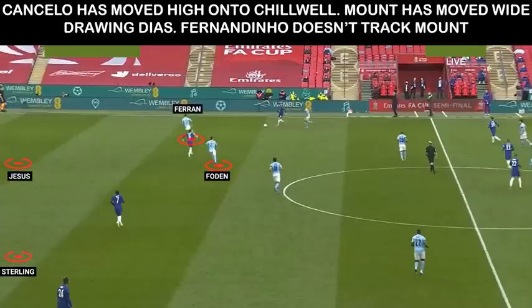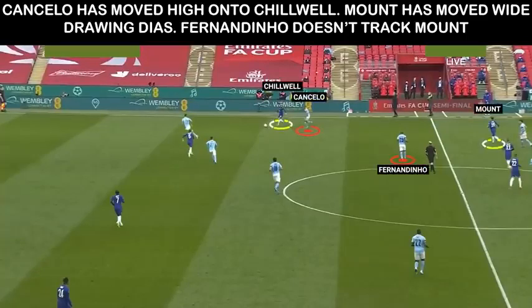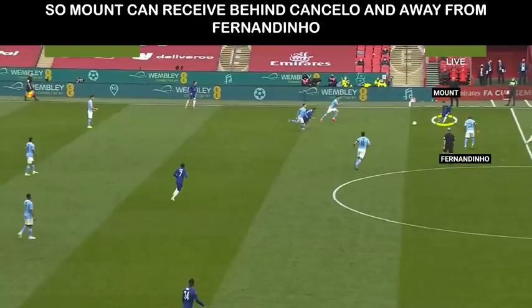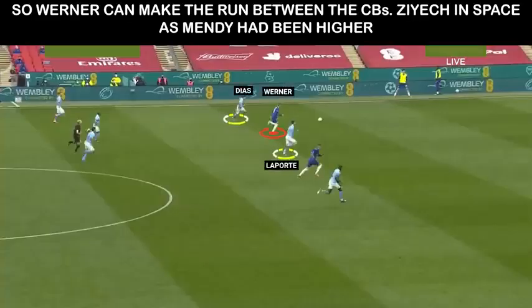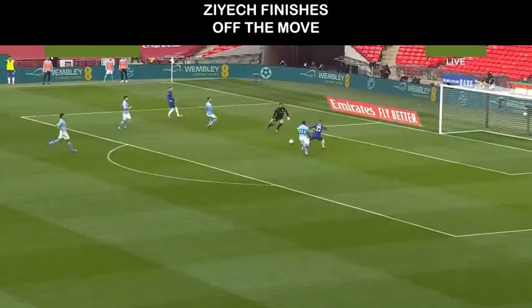But more pertinently, so did the actual goal. Again, City's pressing four are high, with Foden having replaced De Bruyne, and Cancelo has looked to press high on Chilwell. Mount has drifted into the space created, and this time Fernandinho didn't follow him. So Mount can then receive in space, and City's centre-backs have shifted across, but they are no match for Werner's pace, who can get in behind to then feed Ziyech.